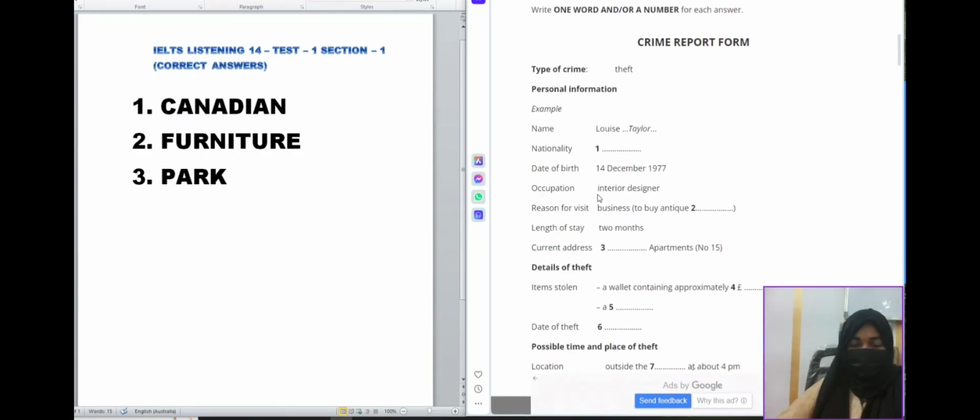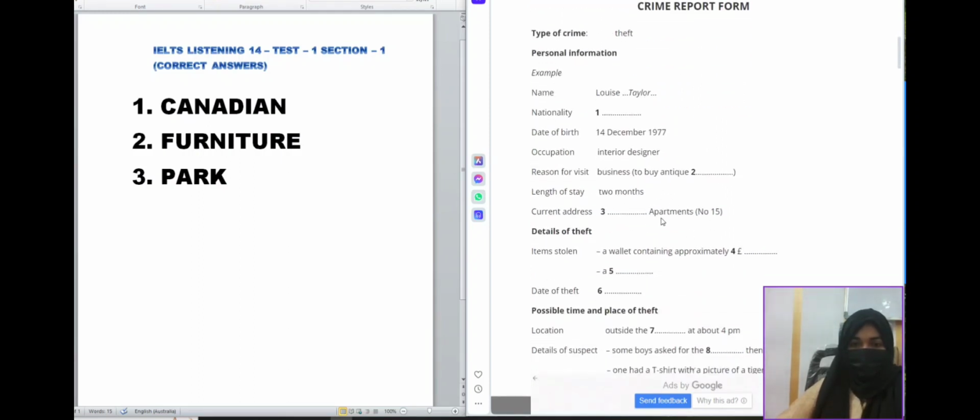I was staying at the Riverside Apartments on the same street, but the apartment there was only available for 6 weeks, so I had to find another one. Okay. And the apartment number? 15. 15. Right.